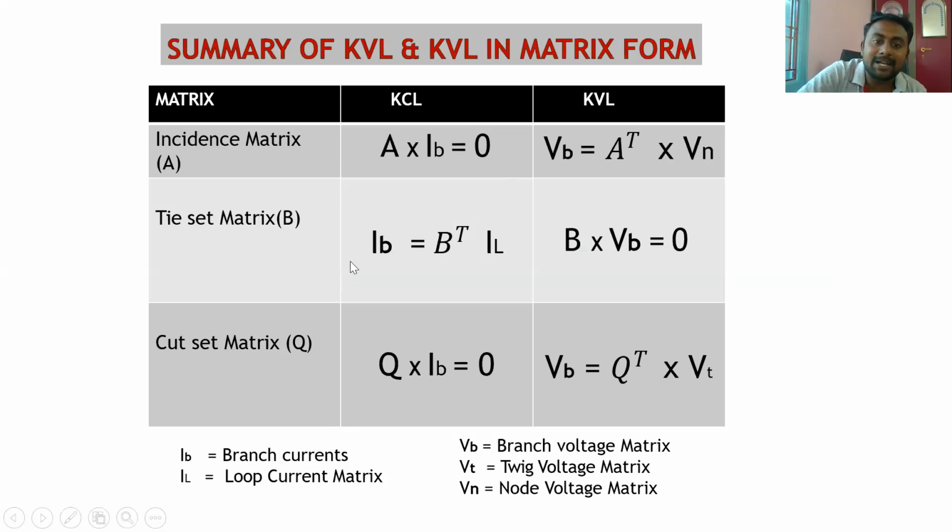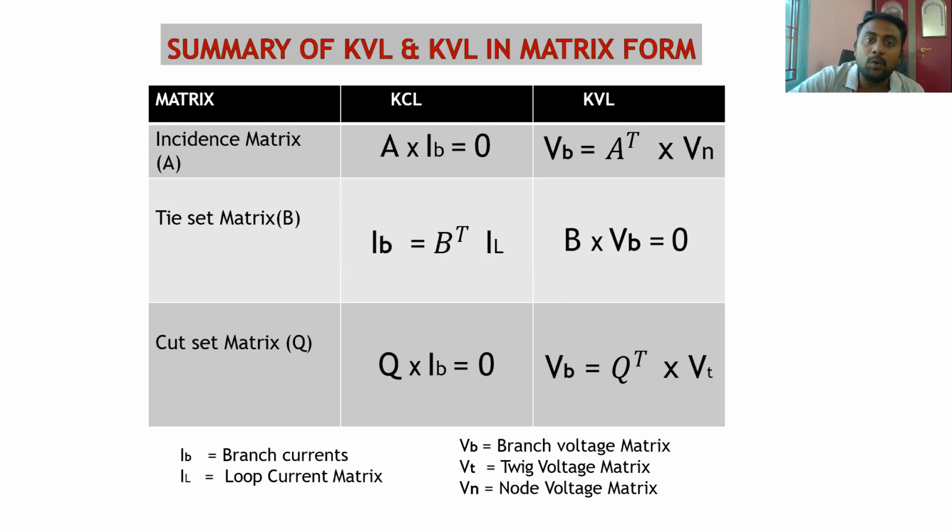The tie-set matrix follows this KCL relation: the branch current IB equals B transpose into the link currents, that is the loop currents. Next, B into VB equals 0, that is the KVL equation: B matrix into branch voltage equals 0. The cut set matrix represents the KCL as Q into IB, the branch current, equals 0. The branch voltage VB equals Q transpose into VT. VT is the twig voltage, VN is the node voltage, and VB is the branch voltage. So these are all the relations.